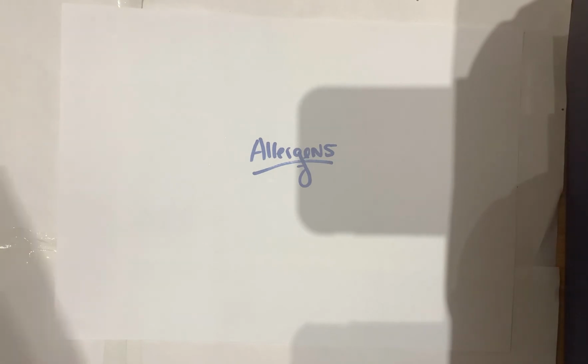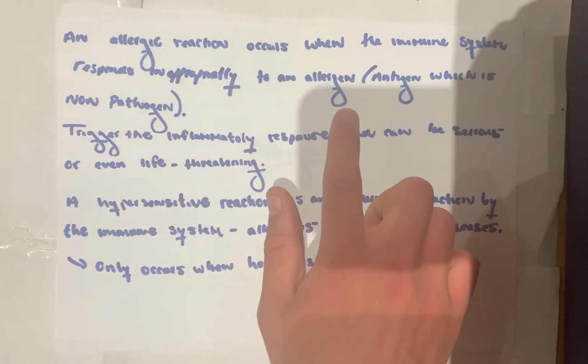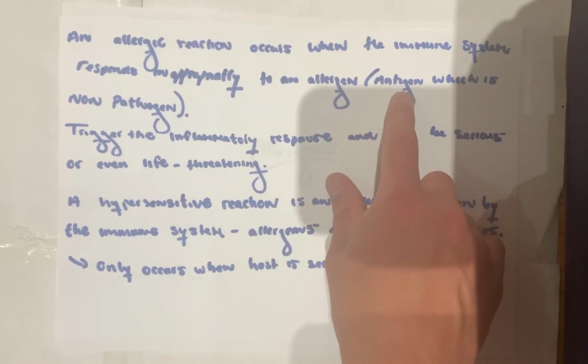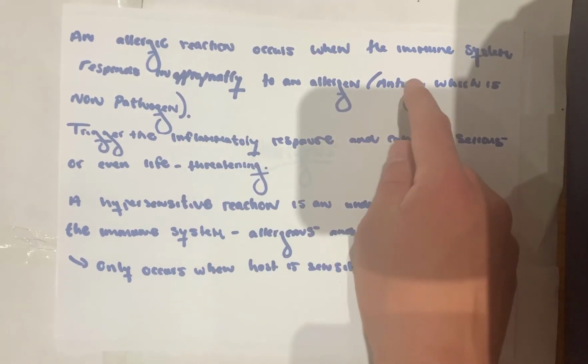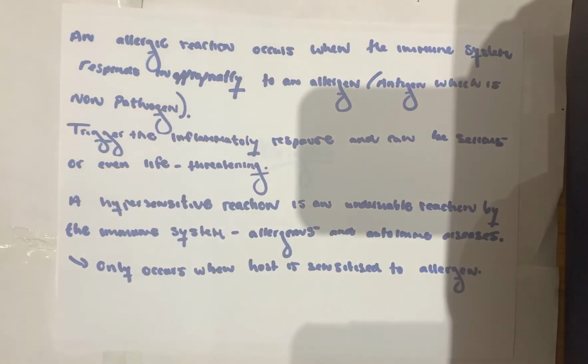So, an allergic reaction occurs when the immune system responds inappropriately to an allergen. And like we just said, an allergen is an antigen on the surface of the substance. These are the protein markers on the cell membranes, which is non-pathogenic. So it's not bacteria, it's not a virus, or it's not a fungi, or it's not anything that can cause harm, but it's something that's harmless.